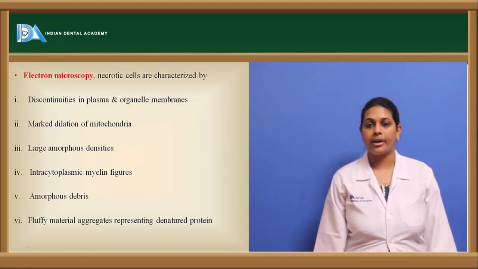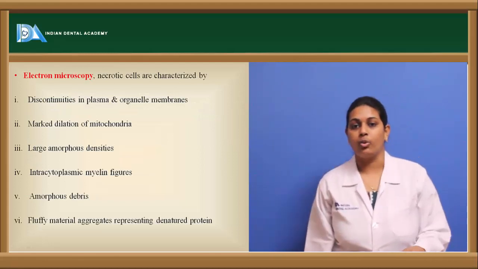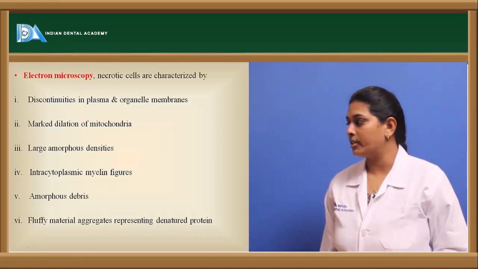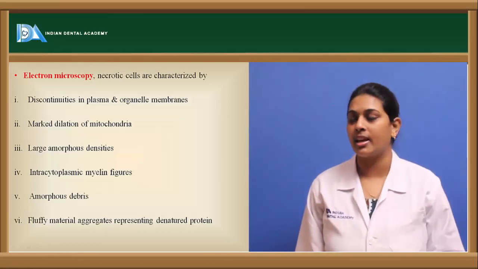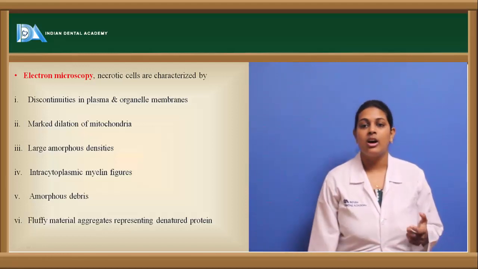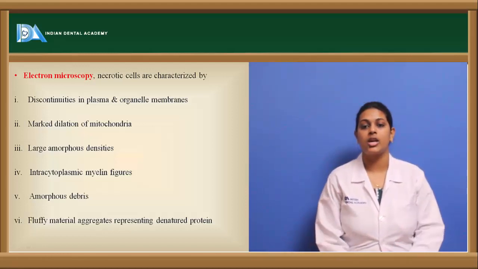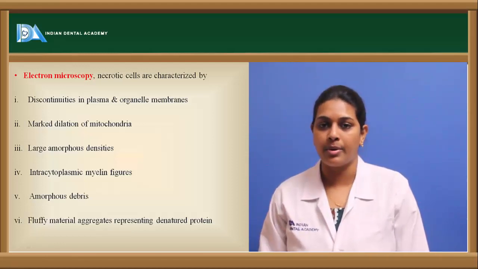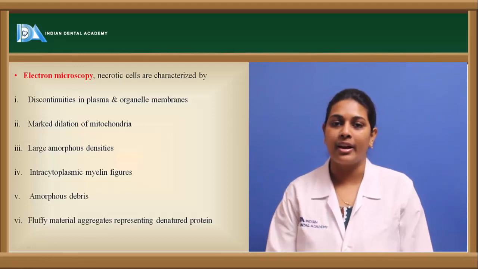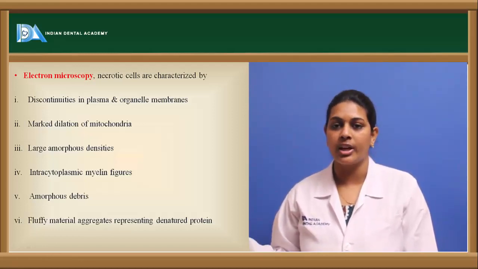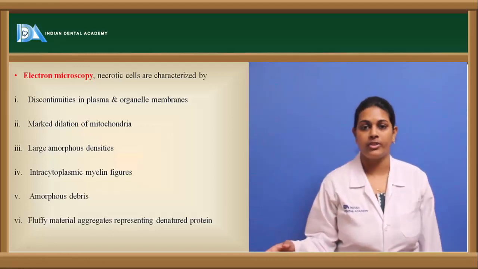On electron microscopy, that is, in a deeper view at the cellular level of a necrotic cell, these are the characteristics which can be seen. There is discontinuity in the plasma membrane as well as in organelle membranes. That is, the cell organelles which are covered by a plasma membrane will show discontinuity. They will be irregular in form because of the ruptured plasma membranes, because of the injury or because of the digestion by enzymes.